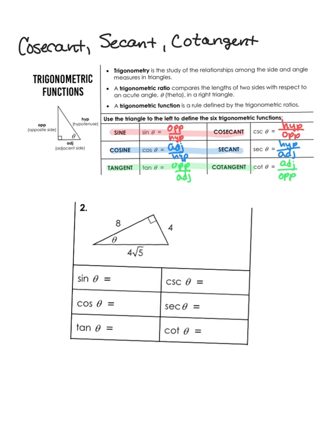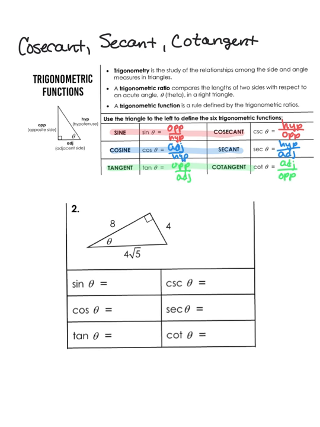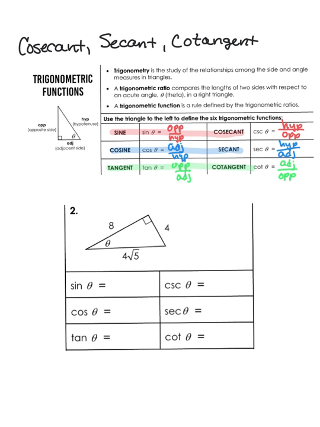Next example, again, I'm going to go ahead and start by identifying opposite, adjacent, and hypotenuse. So based on theta, 4 is my opposite, 8 is my adjacent, and 4 square roots of 5 is my hypotenuse. So my sine is opposite over my hypotenuse. My cosine is my adjacent over my hypotenuse. And my tangent is my opposite over my adjacent.